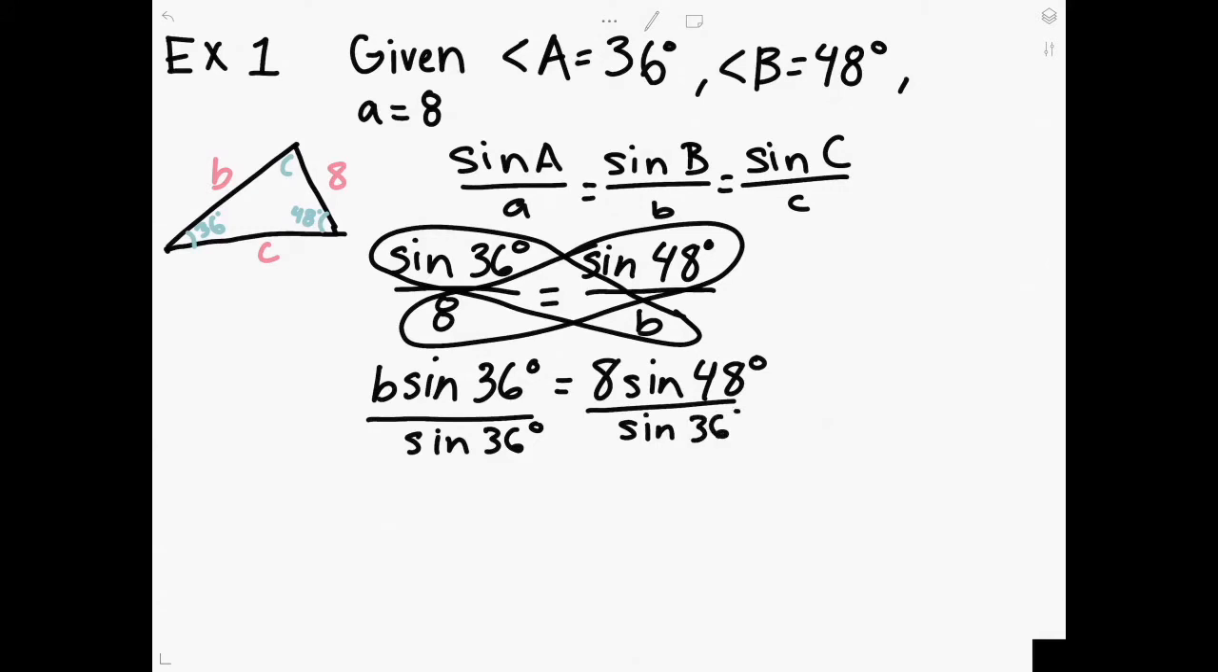If you go ahead and plug 8 times sine of 48 degrees divided by sine of 36 degrees into your calculator, you should get about 10.115, which is our b value.